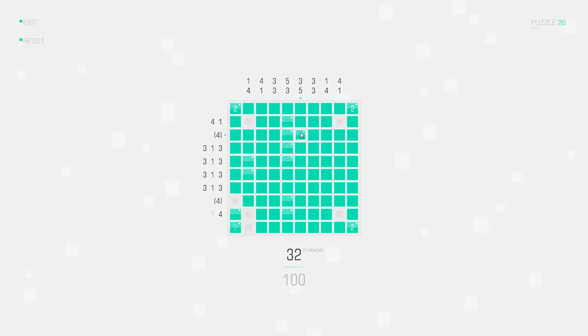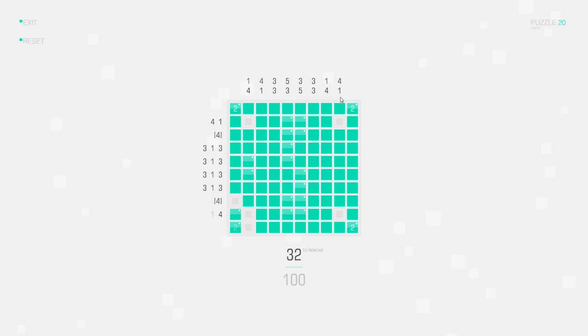1, 2, 3. Let's mark this. A gap. 1, 2, 3, 4, 5. And if I count from the other side, 1, 2, 3, 4, 5. A gap and 1, 2, 3. Like this. So these also have to be marked. Here I can't do anything yet. Here I also can't do anything yet.